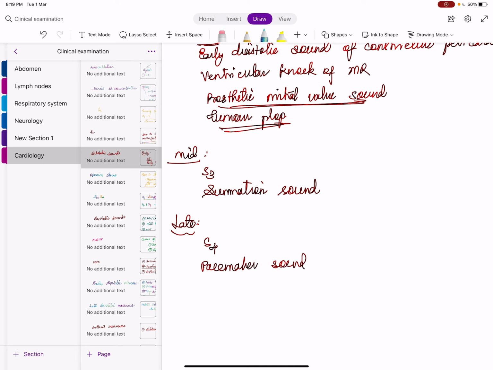In VSD, there will be pressure equalization between the two chambers. So S2 will be single. A2 and P2 will fuse. PDA will have a narrow split. This is a very important question. Okay, 5 minutes break.